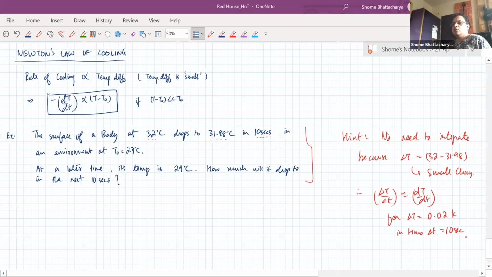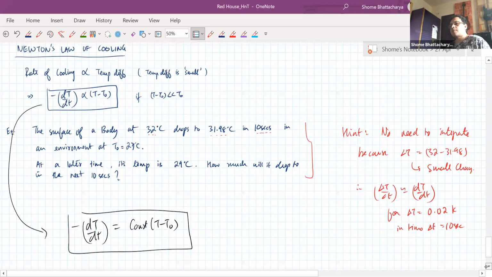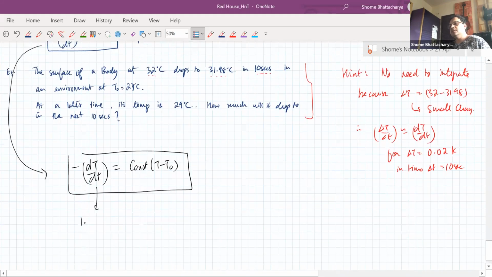Okay, so let's try and understand how we'll do this now. So if we take this statement into account, that minus of the rate is equal to some constant into T minus T naught. Now this instantaneous rate can be approximated as an average rate for small changes.